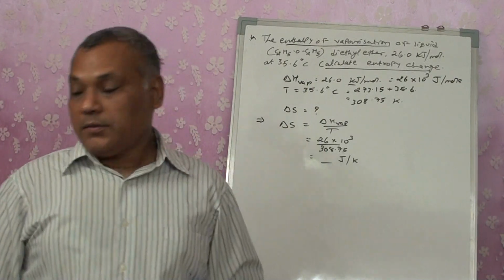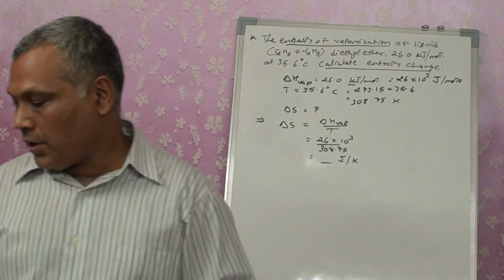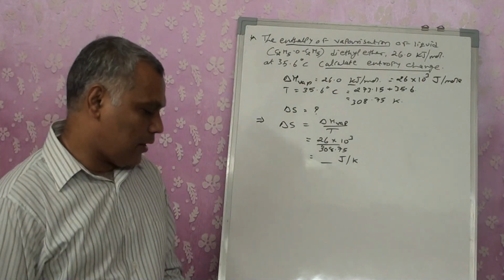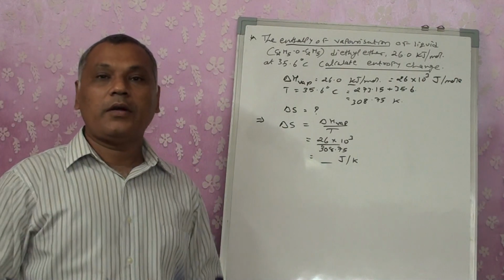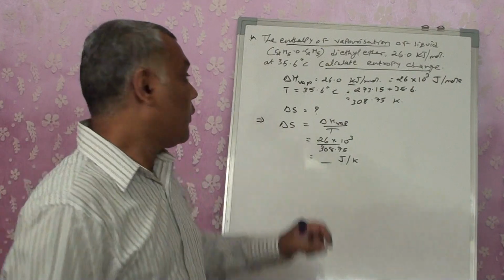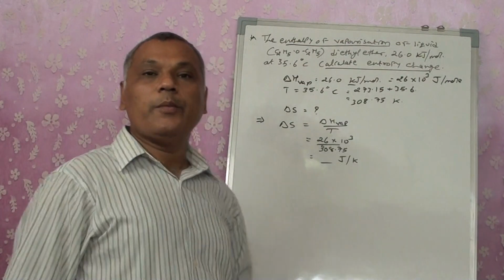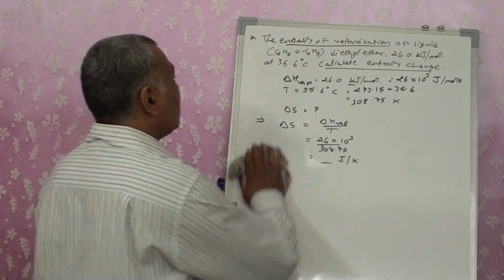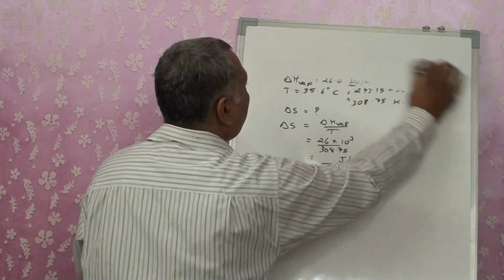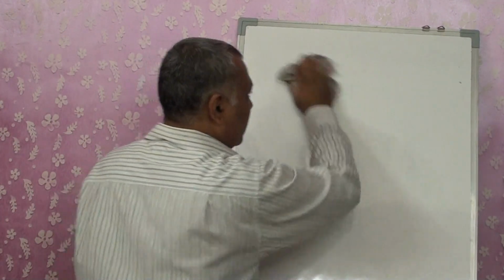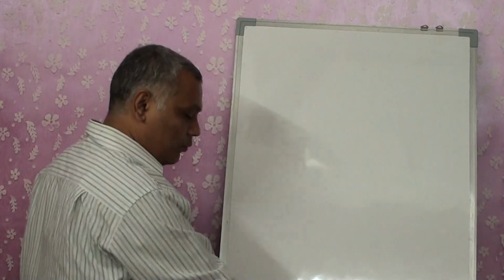Clear? It's a much simpler sum. We do not have anything twisted. The only thing is, from the data we should be able to predict what is given to us and what I want to calculate. A similar type of one more sum.